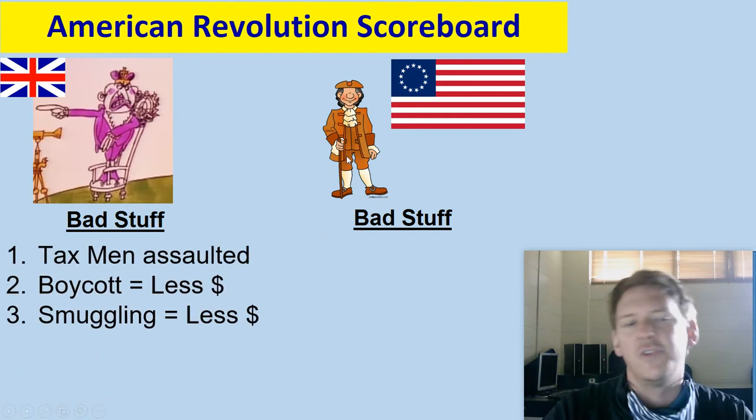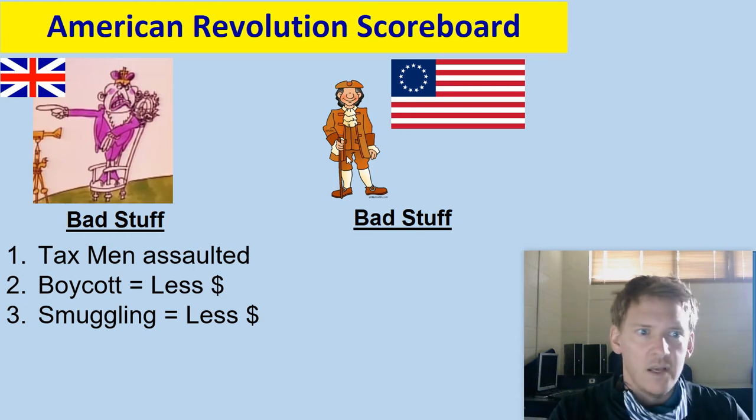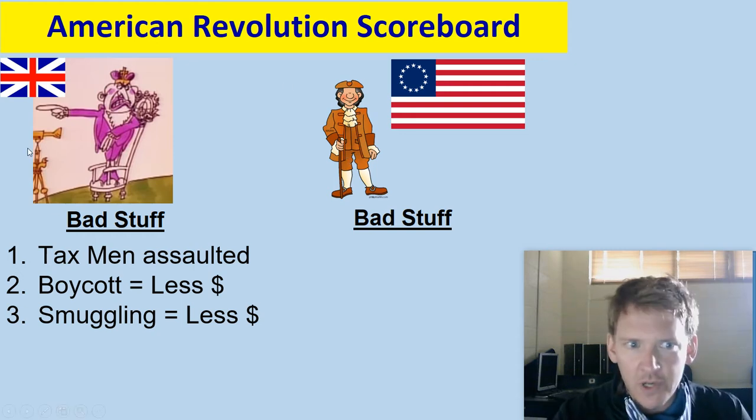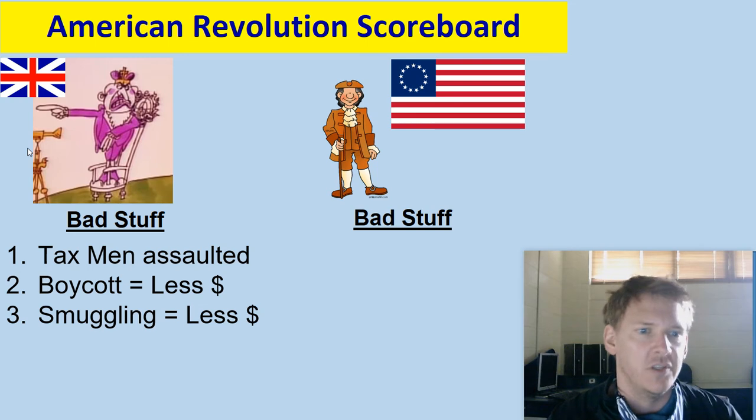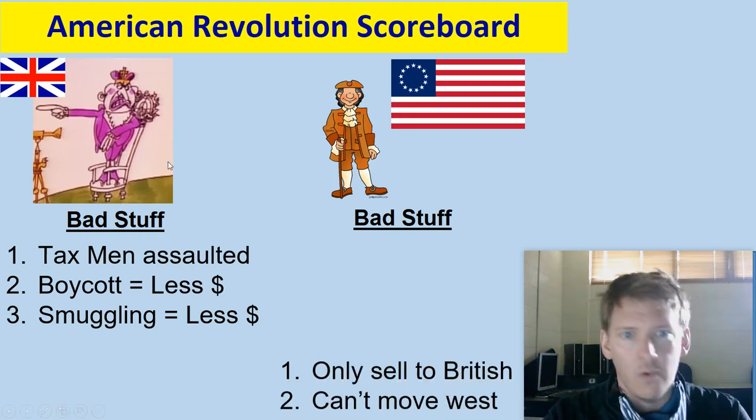Looking at the American Revolution scoreboard, so far in the unit we have talked about taxmen. So what bad stuff happened to the British? Well, their tax collectors were assaulted. The boycotts resulted in less money for the British. Also the smuggling, less money for the British government, the British economy. Not good. What about the Americans?